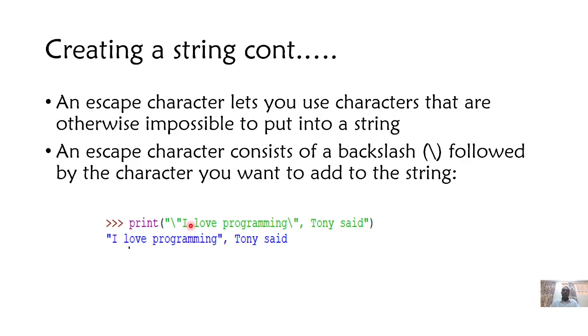If you want your sentence in Python to be printed out in quotes, for example, say Tony said, "I love programming." In this case, you use escape characters that will let you use characters that are otherwise impossible to use in the code that you are writing. So you use an escape character, a backslash. You start with a backslash, then after the backslash you put the quote.